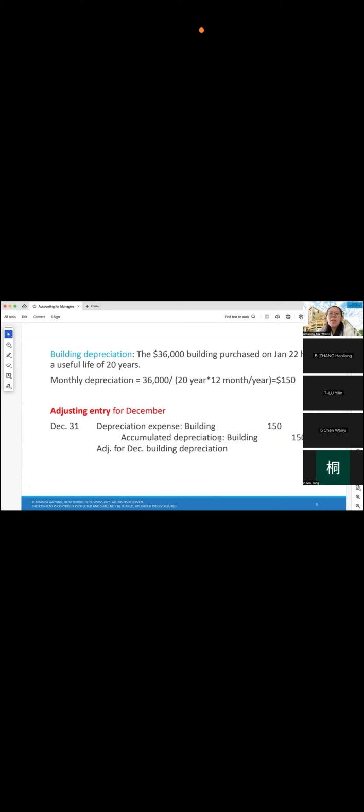Okay, so accumulated depreciation is a contra asset account, reducing the net book value of our assets. And very importantly, when you write the adjusting entry, you should always specify the asset for which the accumulated depreciation is for, right? In this case, that would be building.